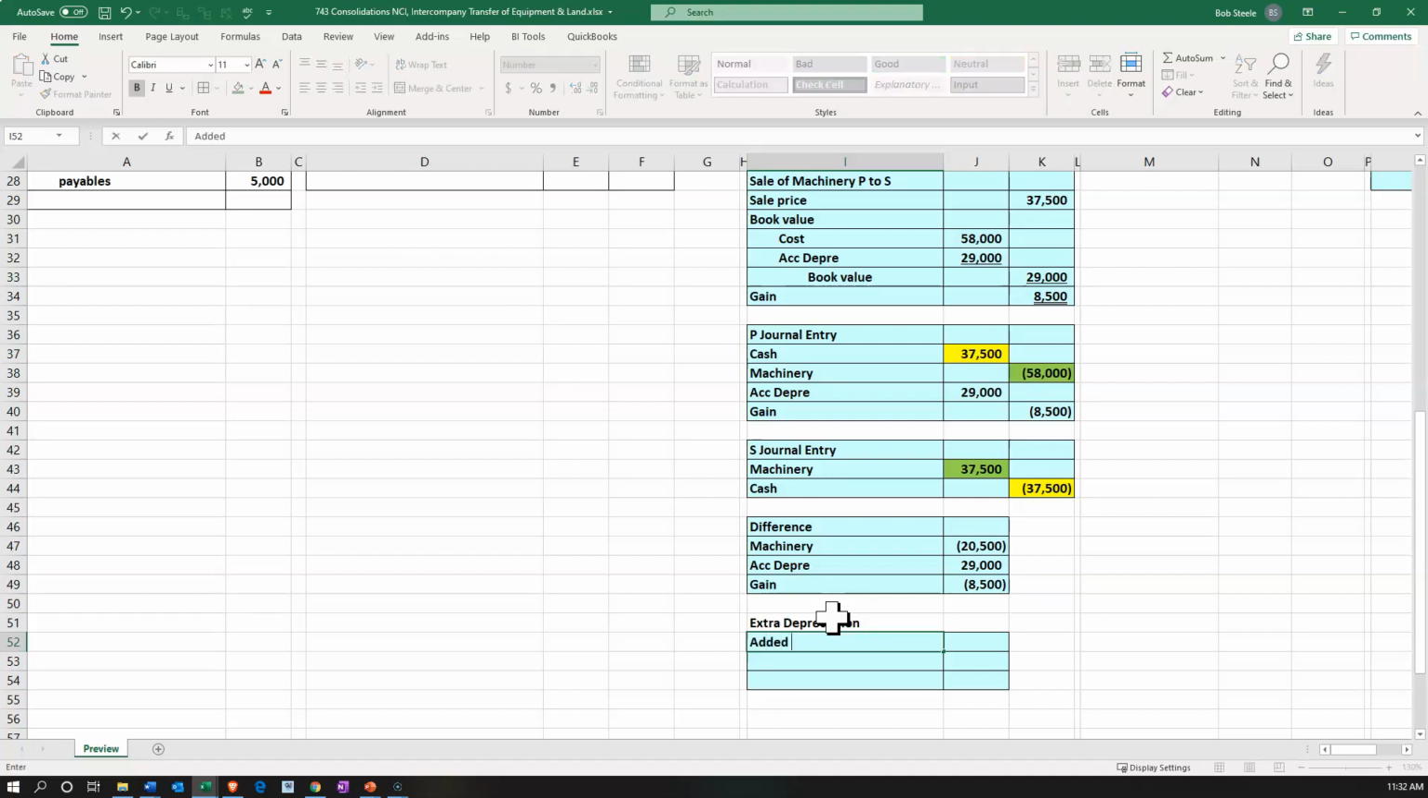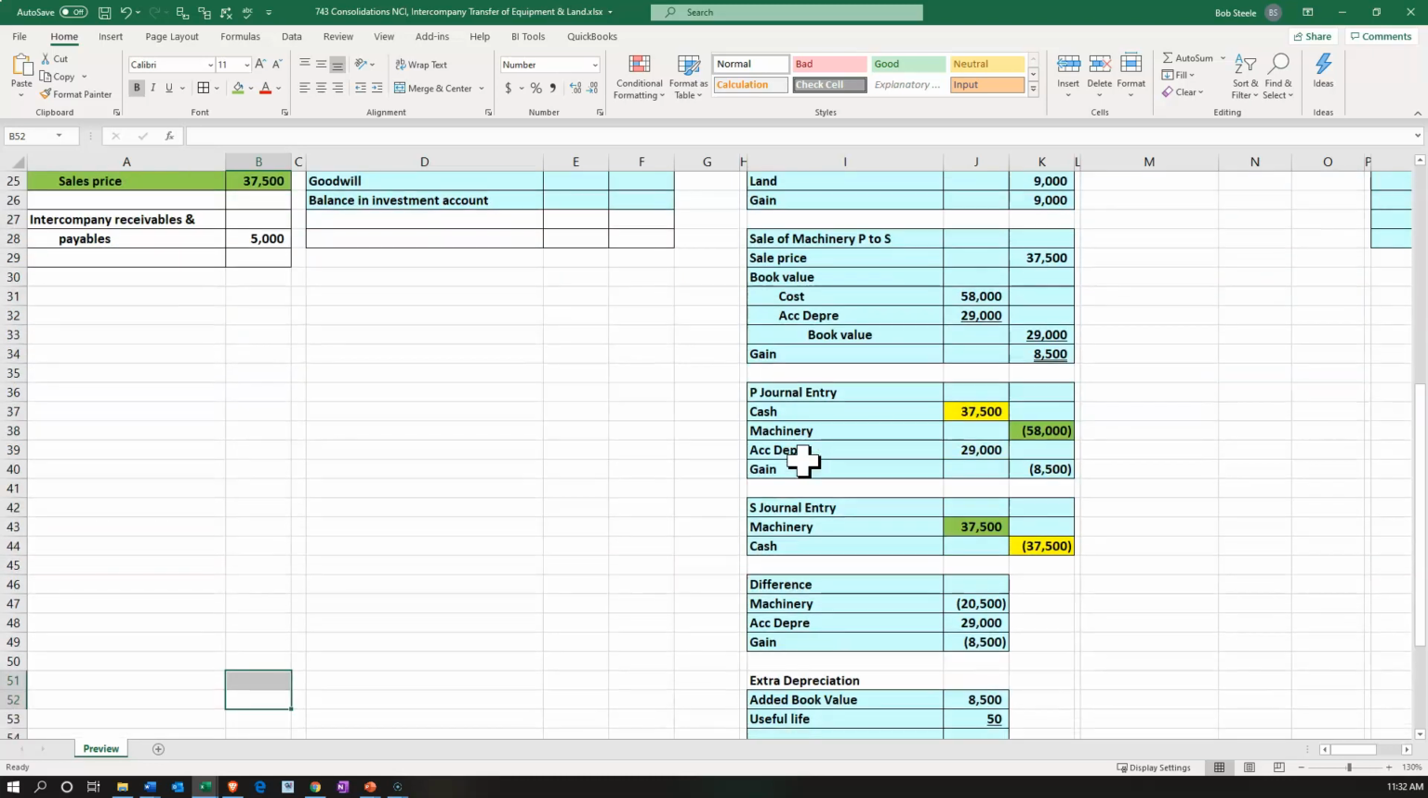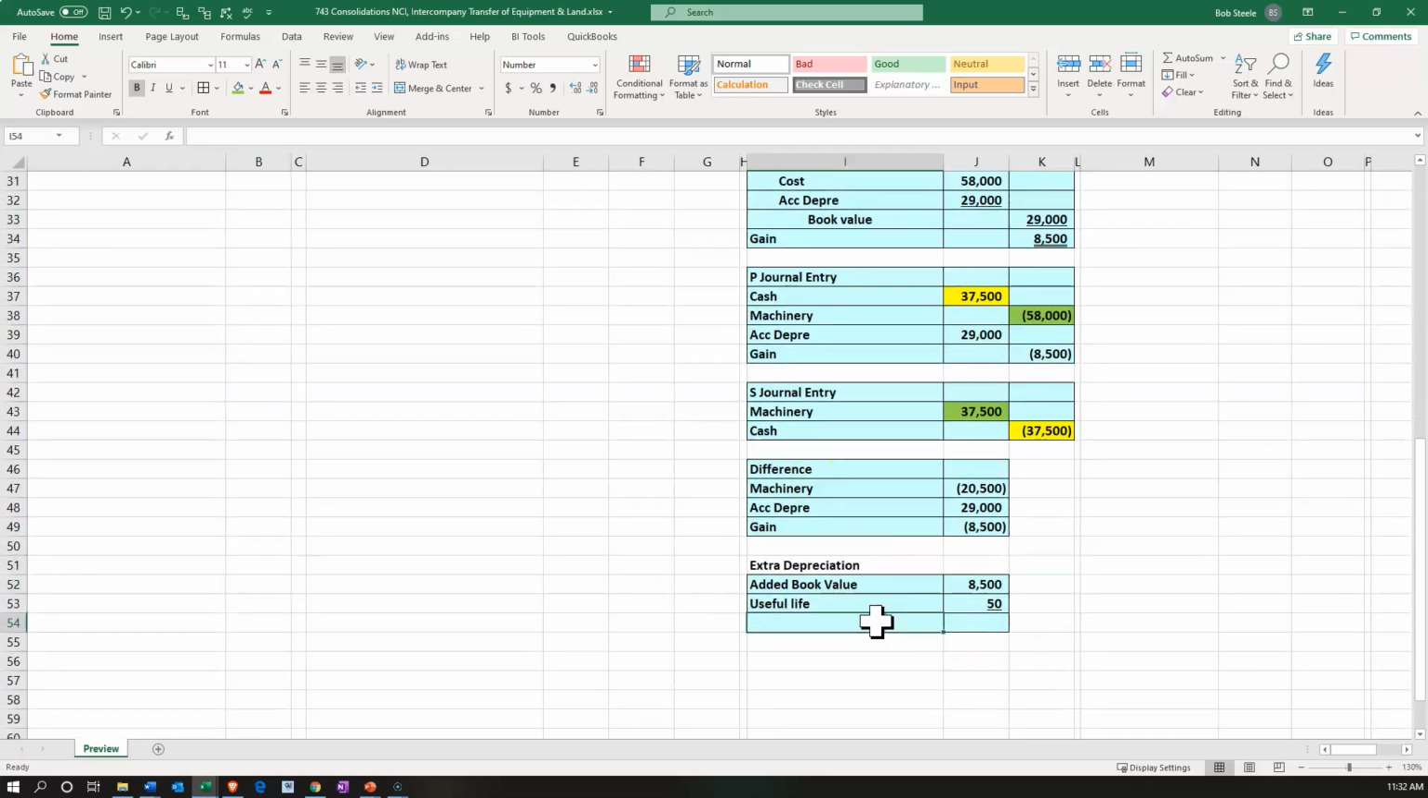So now we've got the added book value. The added book value, I'm going to call it, is 8,500, and then useful life, 5 years left, because we're saying it was a 10-year property, 5 years passed before the sale. So we're going to say it's going to be depreciated over 5 years. And so that means there's going to be extra depreciation every year of 8,500 divided by 5, or 1,700.